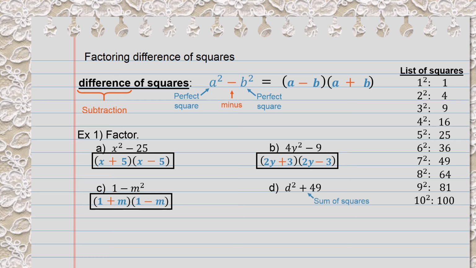Instead, because it has a plus sign, we call this the sum of squares. Because sum is a fancy word for addition. Now here's a fact about sum of squares. They're not factorable. They cannot factor, they cannot be rewritten. So what do you call a number that cannot be factored? Well, we call that value prime. And since d squared plus 49 cannot factor, we simply say it is prime.